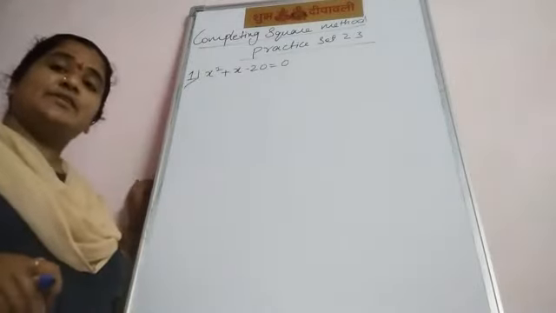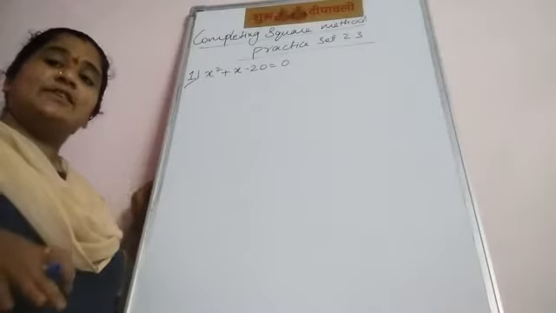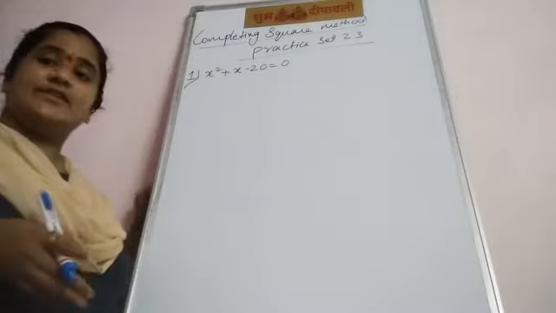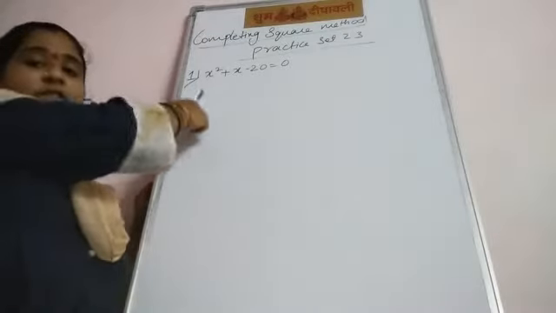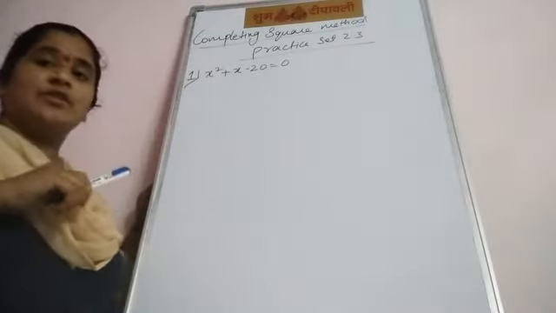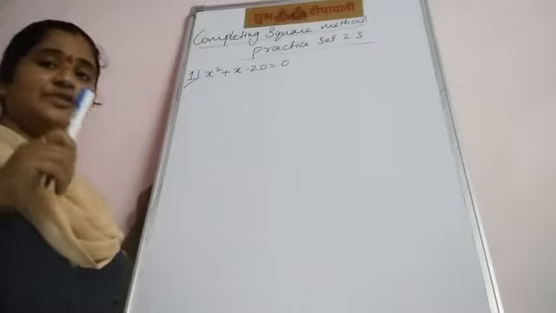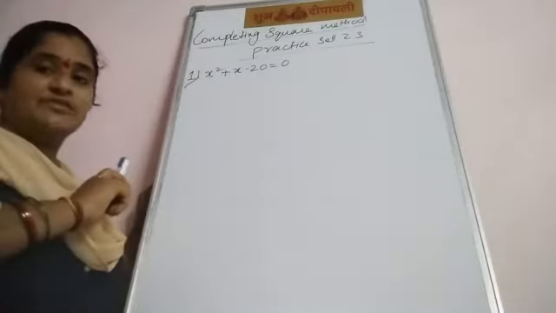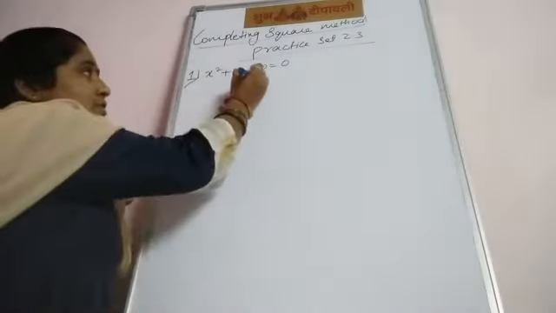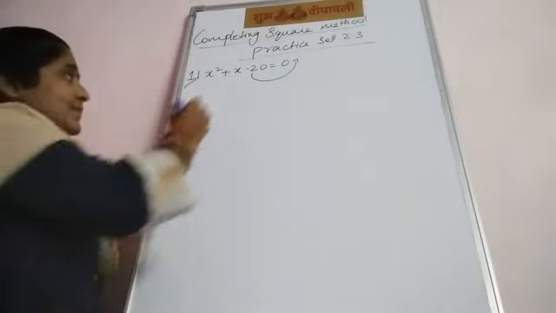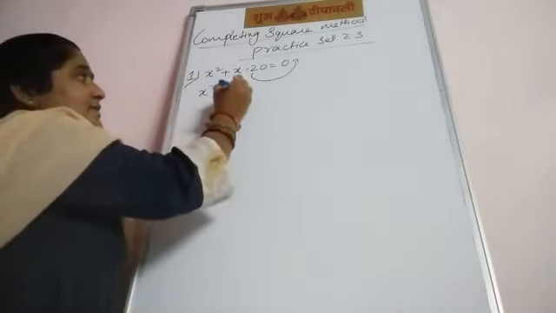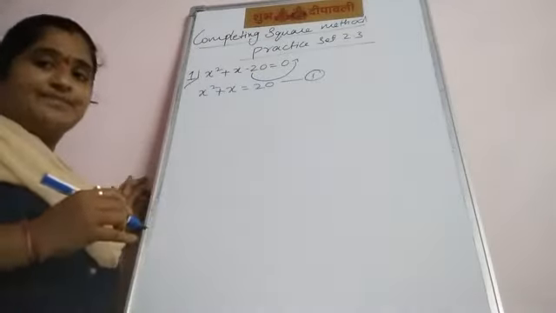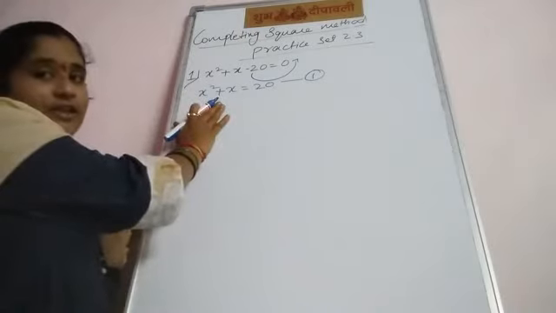Students, now practice set 2.3. For this whole exercise we use the completing the square method. Just now we learned the 3 steps. Now this is a quadratic equation. First step what? You need to observe whether the x square coefficient is 1 or not. In this quadratic equation, the x square coefficient is 1. Okay. Now this constant I will send to the right side. x square plus x equal to 20. Call this equation number 1. Now this is my required quadratic equation.